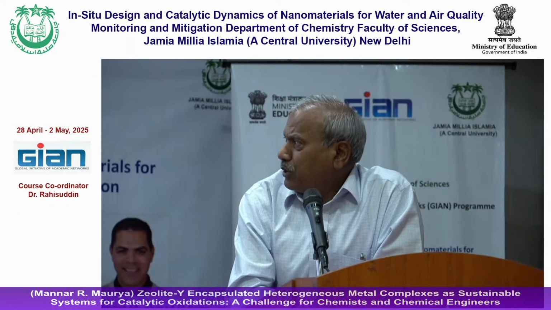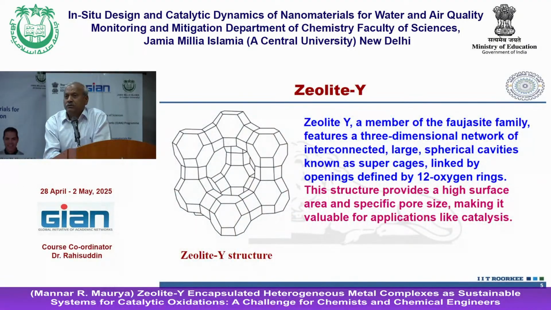When I look at the structure, it may not be very clear here; I'll show you another slide, where you will see a good large cavity. The cages are linked by openings defined by 12 oxygen rings. The structure provides a high surface area and specific pore size, making it valuable for applications like catalysis. Zeolite itself can act as a catalyst because aluminum and silicate are there, and depending on what kind of zeolite we select, there may be some metal ions attached. So that itself can act as a good heterogeneous catalyst.